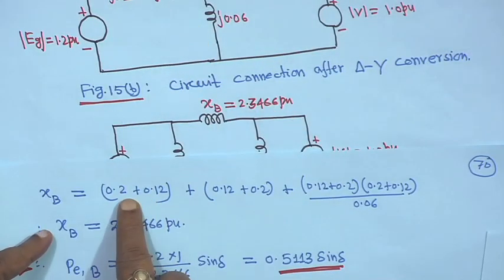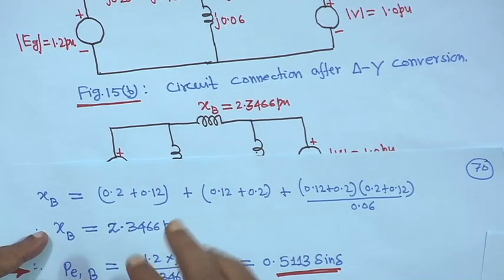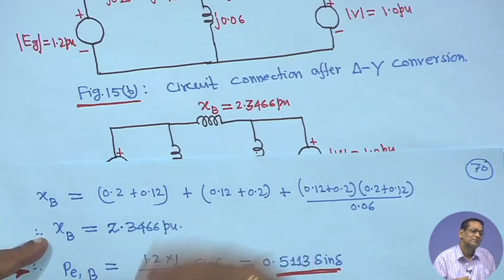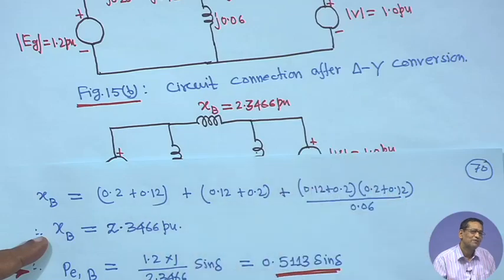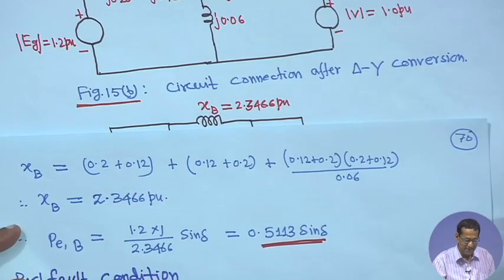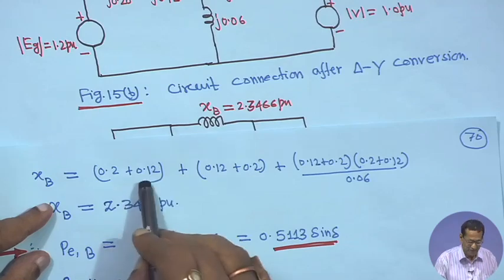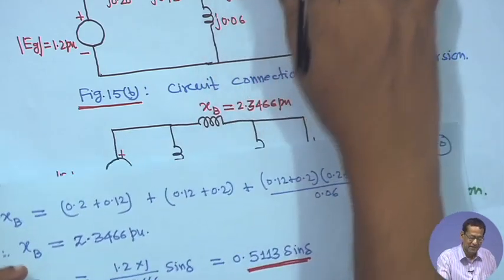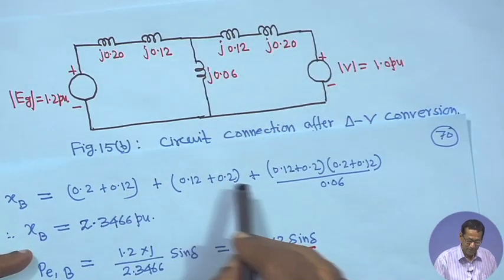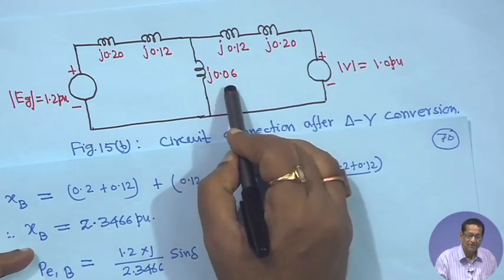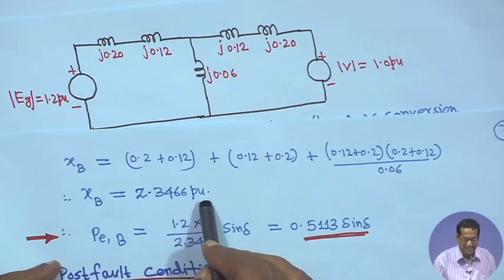The formula is, suppose R 1, R 2, R 3 are in star and we want to convert to delta, then it will be R 1 plus R 2 plus R 1 R 2 divided by R 3. Same way we have made it. Suppose this side is your x 1, so 0.2 plus 0.12, this side is your x 2, so it is 0.12 plus 0.2, both are equal, plus the product of these two divided by your x 3, that is your 0.06. So, x b will be 2.3466 per unit.